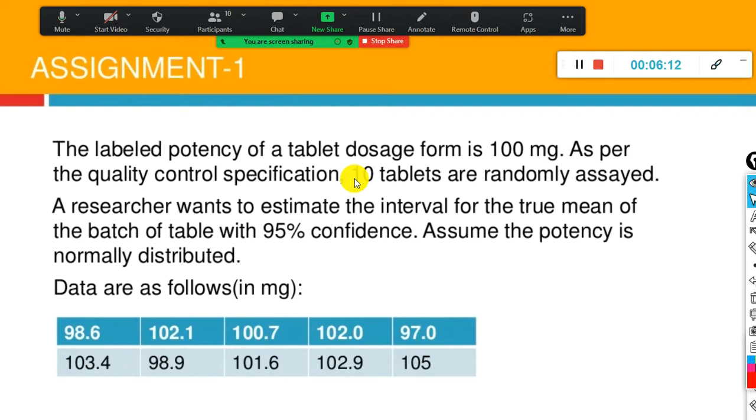Did they give the mean value here? No, they did not give the mean value, but they have given the sample data. So 2, 4, 6, 8, 10 tablets are randomly assayed. If you find the average, whatever you get is your sample mean. With this you can find the standard deviation, and your sample size is 10.